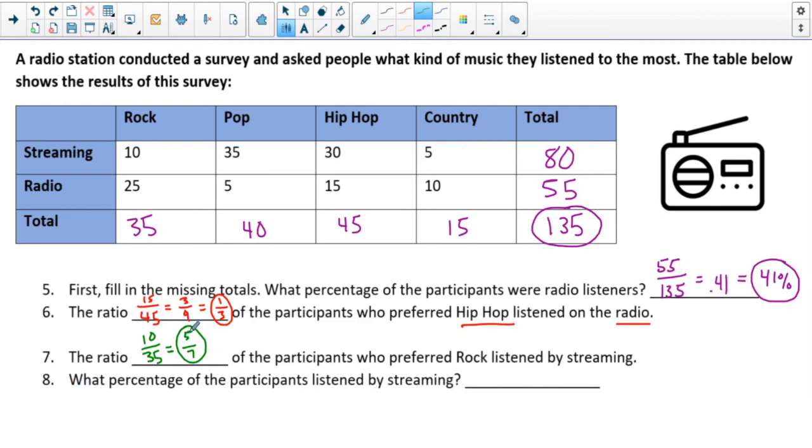All right, and the last part here, let me switch my color. What percentage of the participants listened by streaming? So the total was 135. And who is listening by streaming? Looks like 80. So we're just going to divide that, 80 divided by 135. And again, you can check your work. If you get a percentage that's more than 100%, you made a mistake, go back, check your work. So let's go ahead and divide these. 80 divided by 135 is 0.59. And to change that to a percentage, just moving the decimal over 2 is going to be 59%.